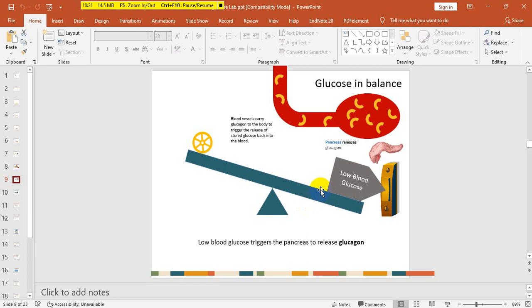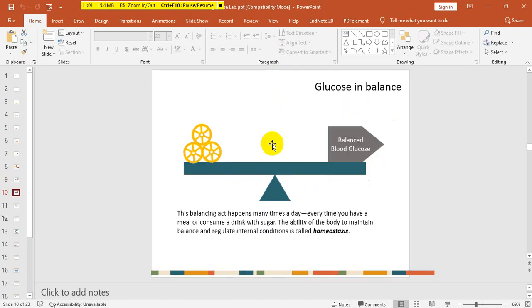So, when there is hypoglycemia, blood vessels carry glucagon to the body to trigger the release of stored glucose back into the blood. So you can see blood vessels, glucose is in blood vessels. So the alpha cells of the islet of Langerhans of the pancreas will release what? Glucagon. And the glucagon will go to the blood vessels. Then it will trigger the release of stored glucose back into the blood, so that the body can now use it for its normal metabolic activities.